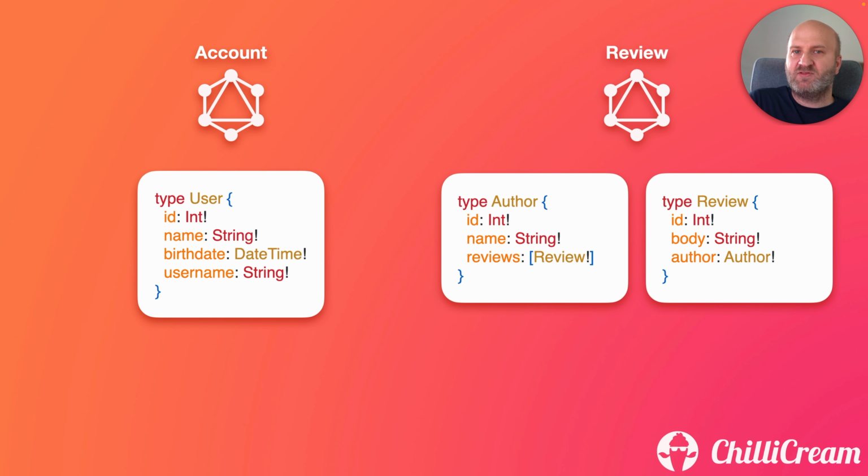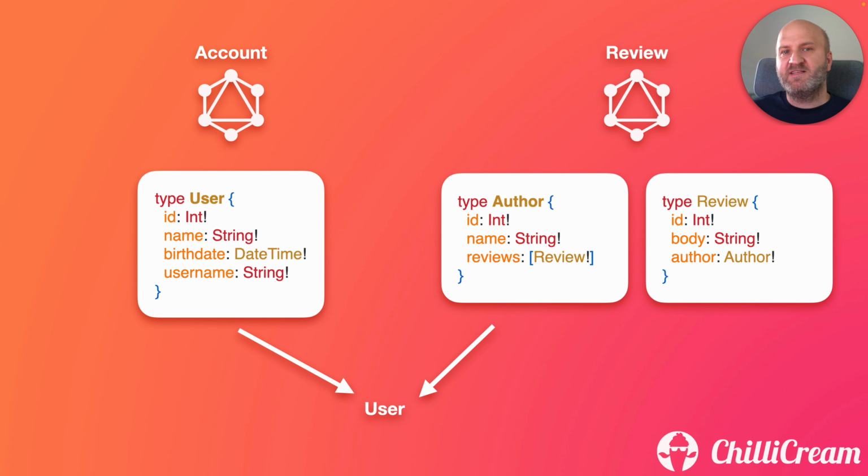Then we have the review service where users can write reviews about a product. In this domain, the team decided that the user is really the author. But in our overall graph, these two types are essentially the same thing. So what we want to do in our graph is really merge these two services or these two subgraphs and also semantically merge them. So we want to make the author and the user the same.